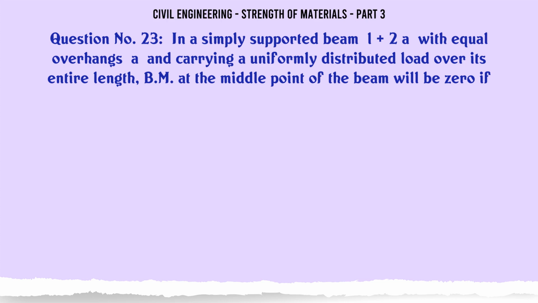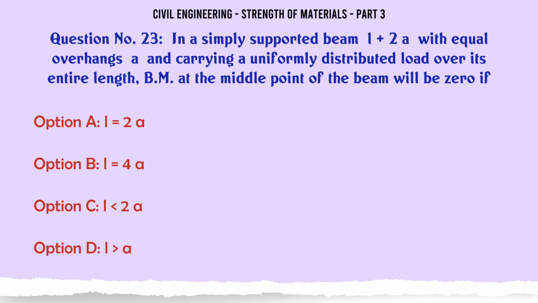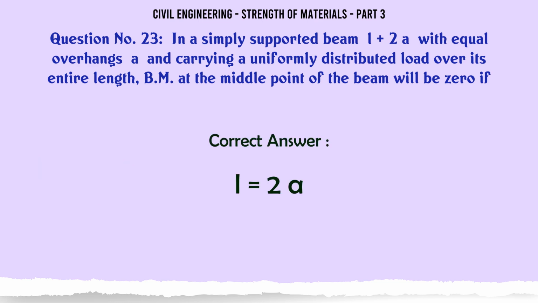In a simply supported beam of length L+2A with equal overhangs A and carrying a uniformly distributed load over its entire length, the BM at the middle point of the beam will be 0 if A is: A. L/2A, B. L/4A, C. L/2A, D. LA. The correct answer is L/2A.